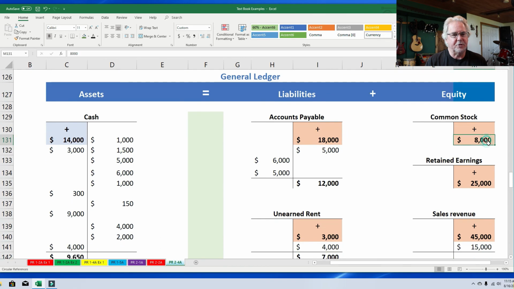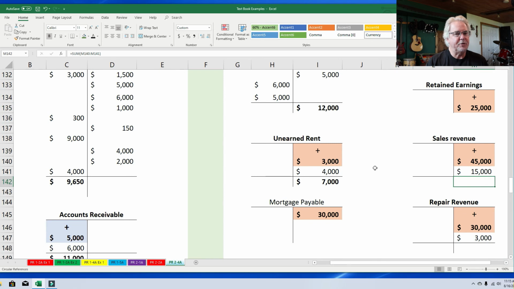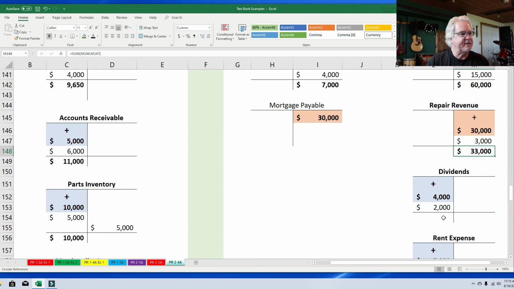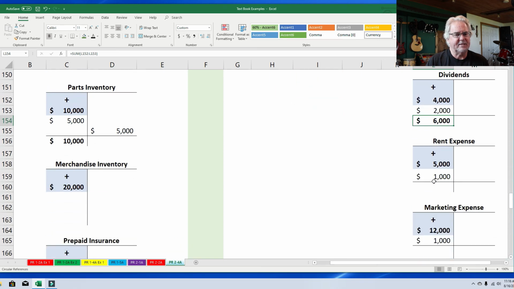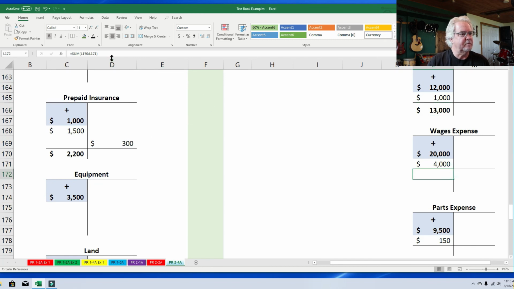And common stock is totaled up. Retained earnings is totaled up. Retained earnings, those are the profits that are being retained in the business. Sales revenue, let's add up those numbers. 60,000. Repair revenue, let's add up those numbers. There you go. Dividends, add up the dividends. Rent expense, let's add that up. Marketing expense, add that up. Adding up the expenses are easy. There you go. Parts expense.